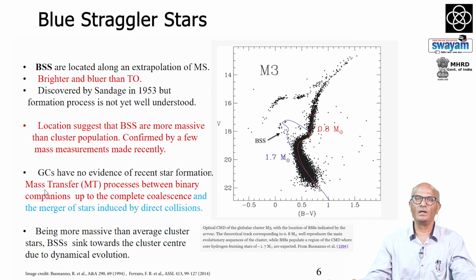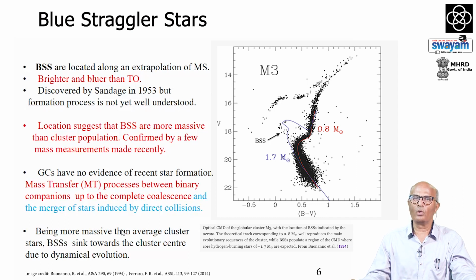The most likely theory which is emerging is a mass transfer process between binary companions up to complete coalescence. Some people say a star merger, some say a binary in which mass transfer has taken place. These scenarios are being used to explain the mass, and UV observations are providing valuable insight into the formation of blue straggler stars.